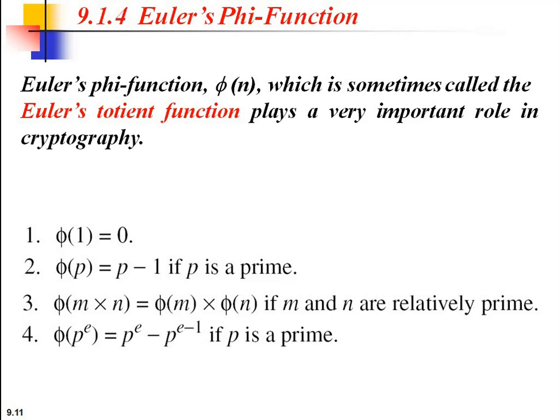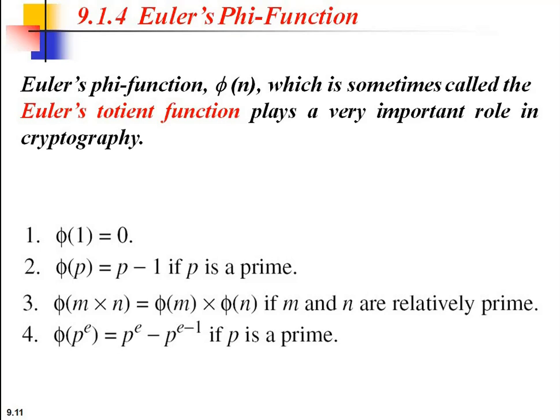The first rule is that phi of 1 is equal to 0. We know that 1 is the smallest number, and for any number less than 1, no number exists which is relatively prime to 1. That is why phi of 1 is 0. Then phi of p, where p is a prime number, is equal to p minus 1. This is quite obvious since p is a prime number, so all the numbers which are less than p are relatively prime to p.